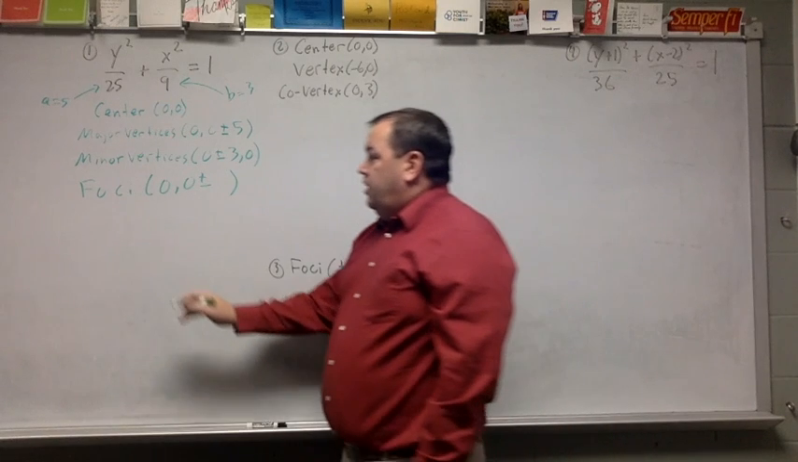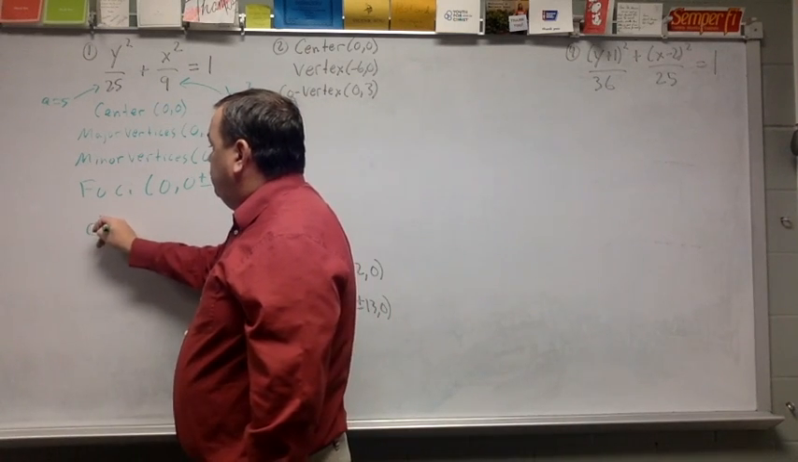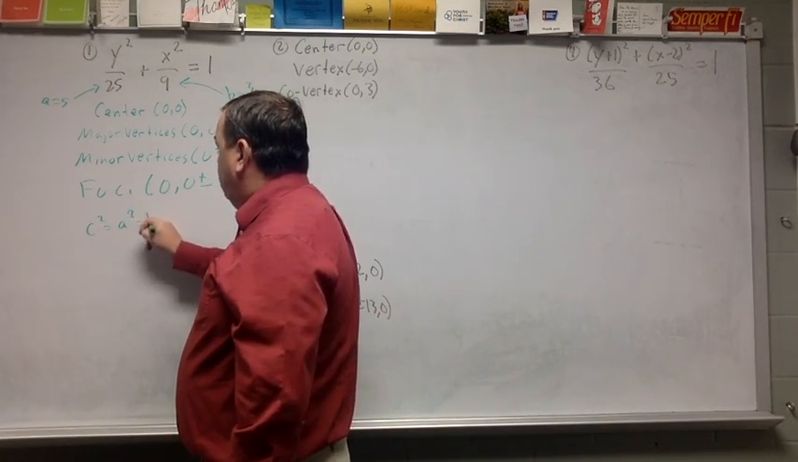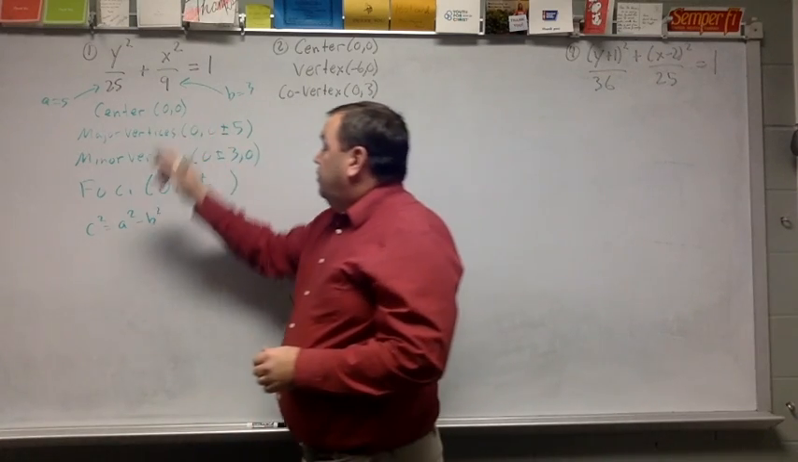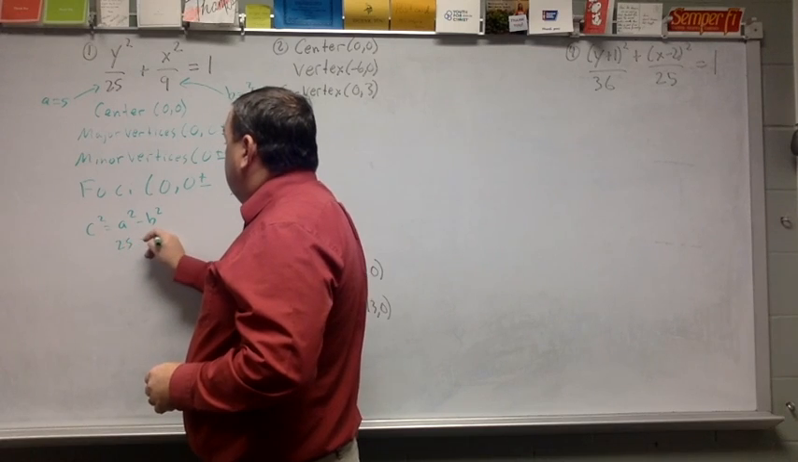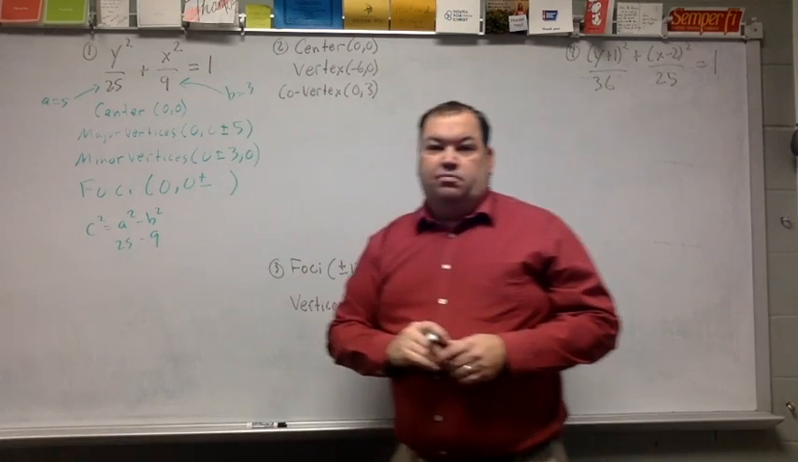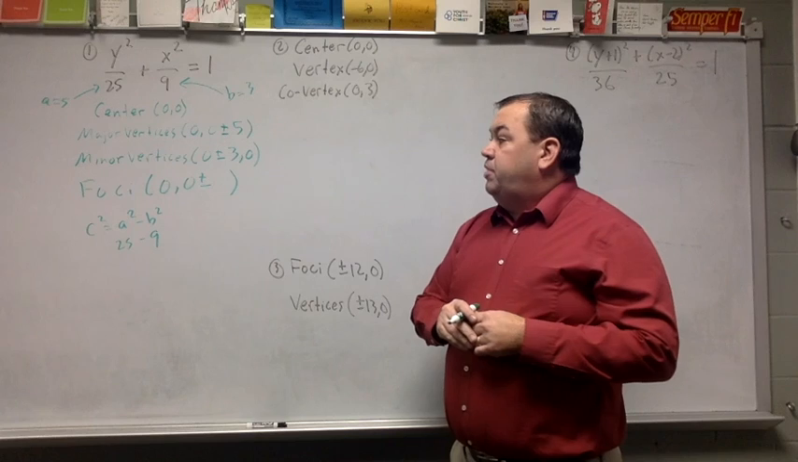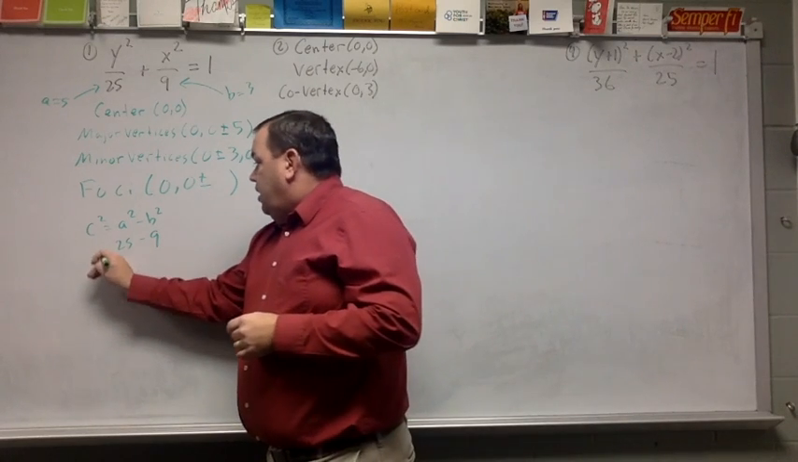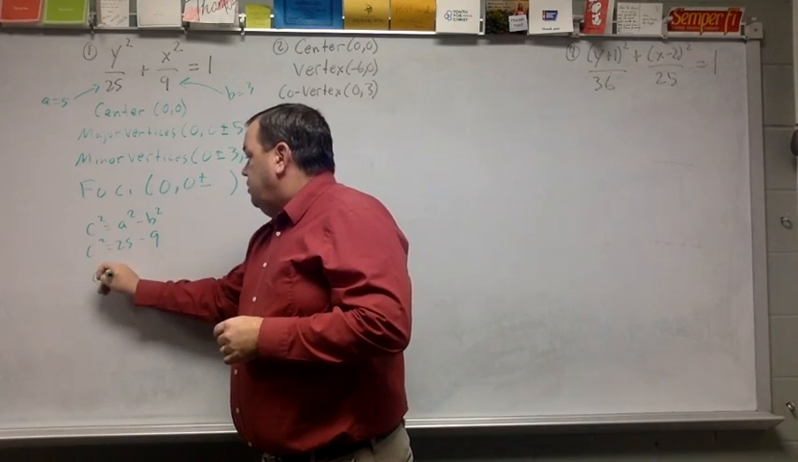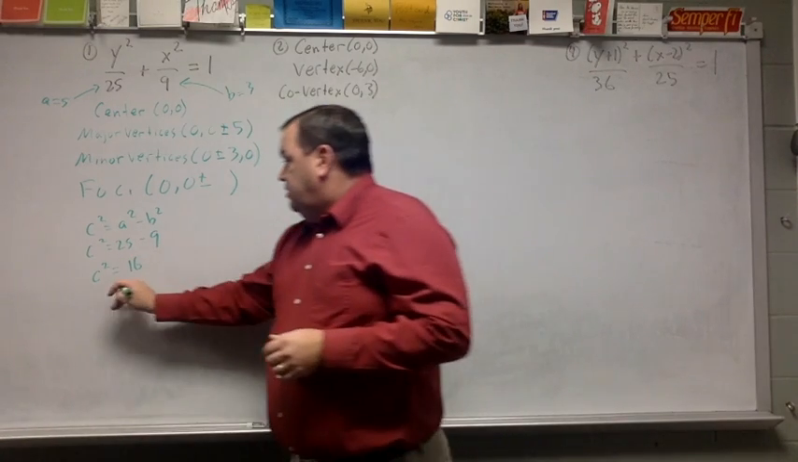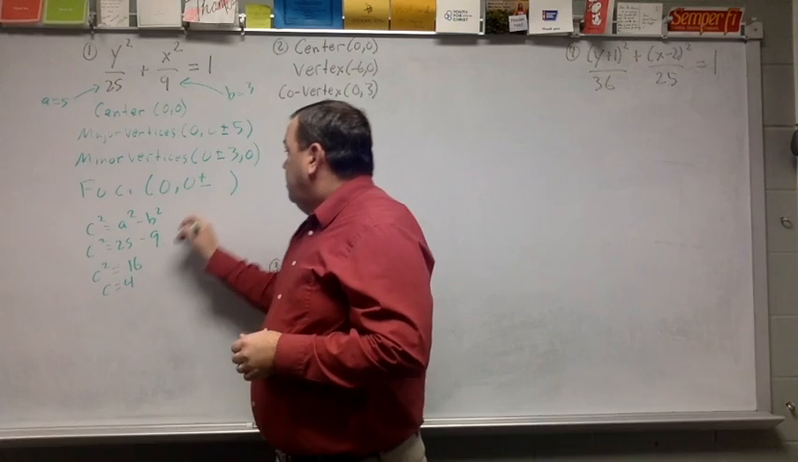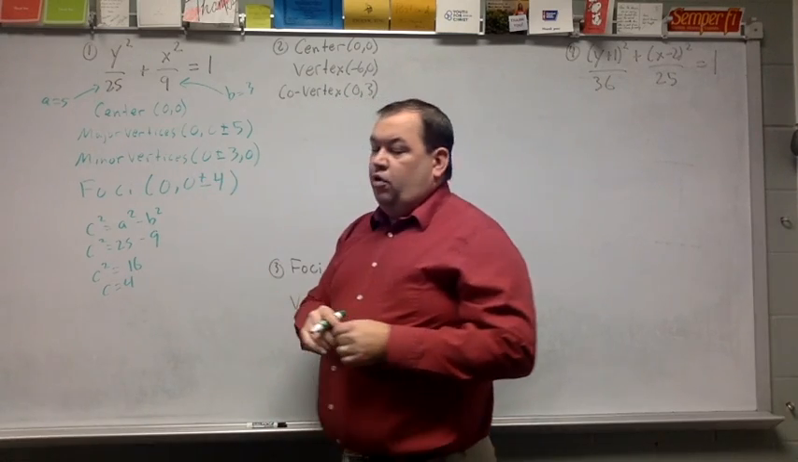For the foci, I said this is the one calculation you may have to make along the way. So let's take my a squared and my b squared. So I've got 25 minus 9. So I need to figure out what that's going to be. That gives me a c squared of 16. That means my c is 4. So I'm going to go up and down 4 for the foci.